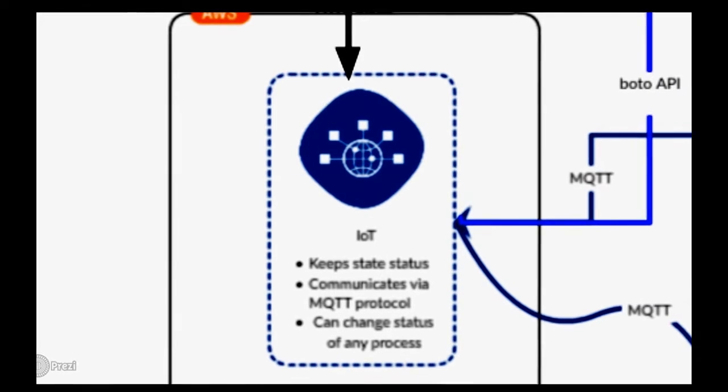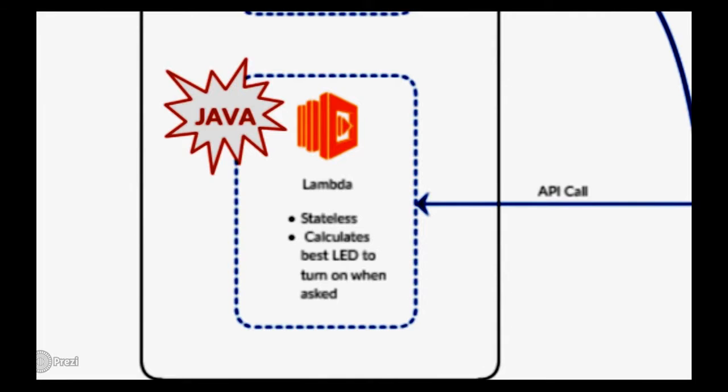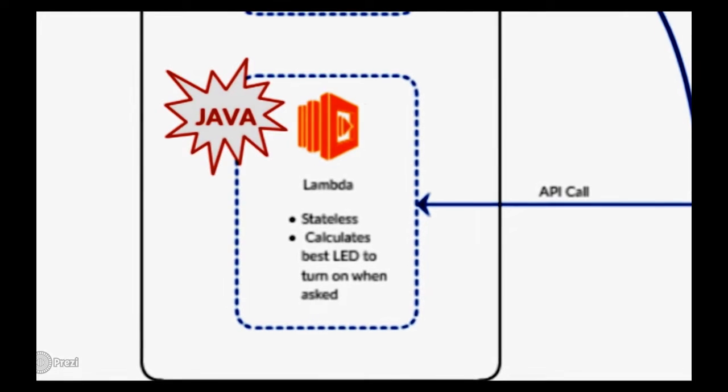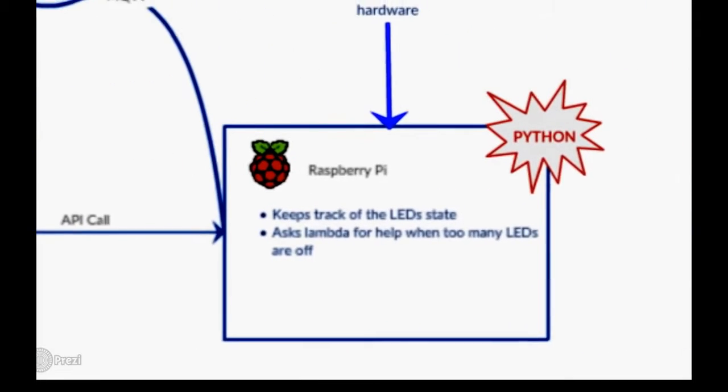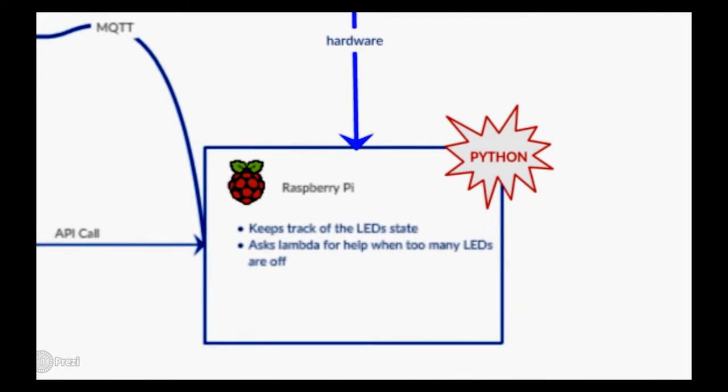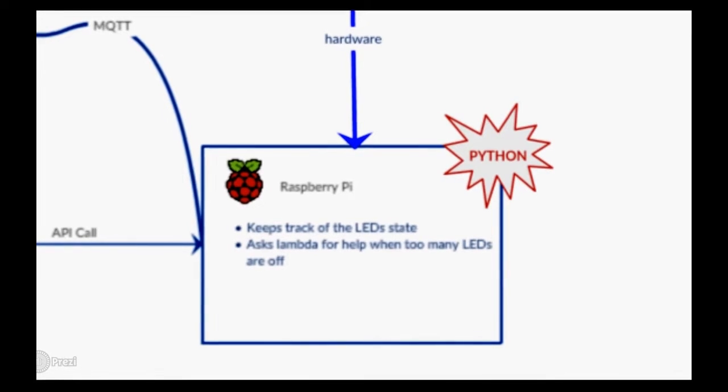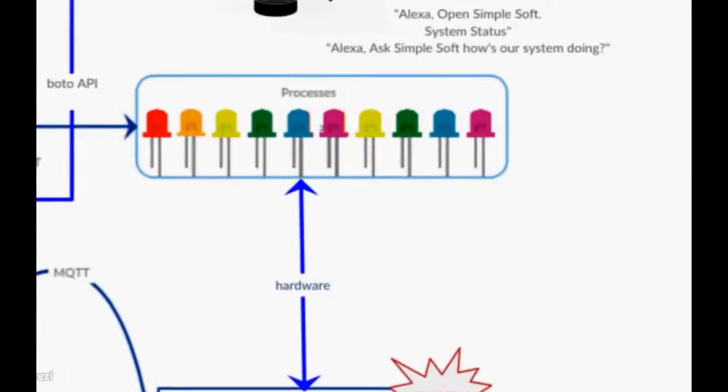That's essentially our messaging hub. We have a slow brain and a fast brain, according to the paper. Our slow brain is also an AWS Lambda, written in Java. Our fast brain is running Python, a script that's always listening to event changes from IoT.